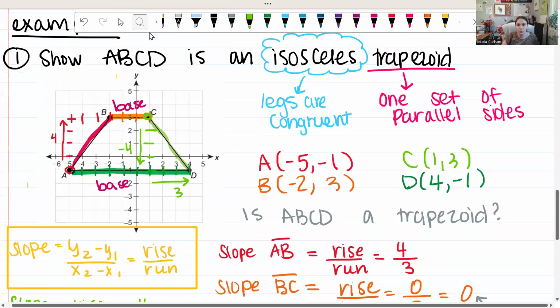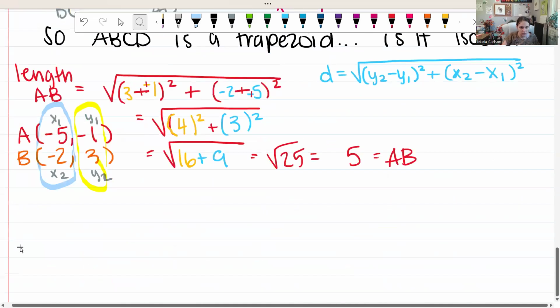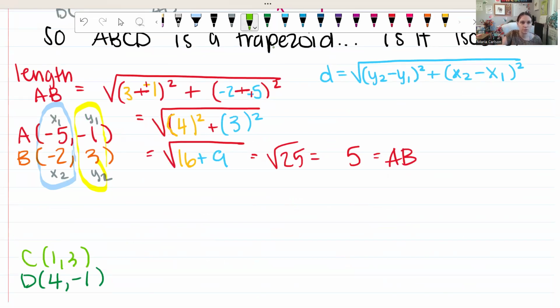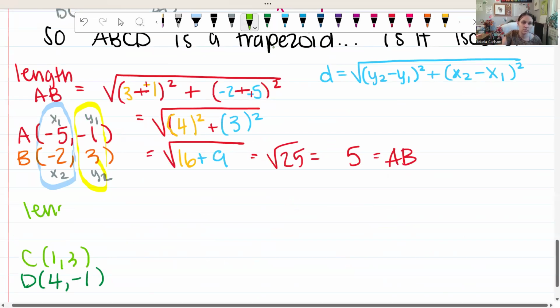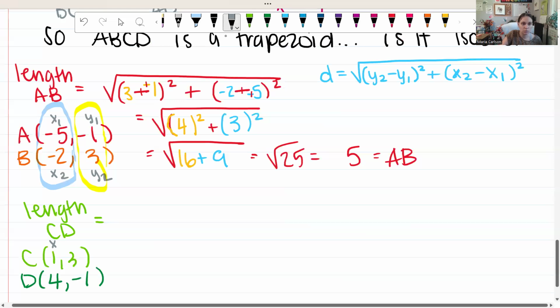We also need to find the length of CD, right? And CD involves points C and D. So I'm going to grab those. C is 1, 3, and D is 4, -1. And we're going to use those to find the length of CD. So labeling these again, C can be my x1, y1, and D can be my x2, y2.